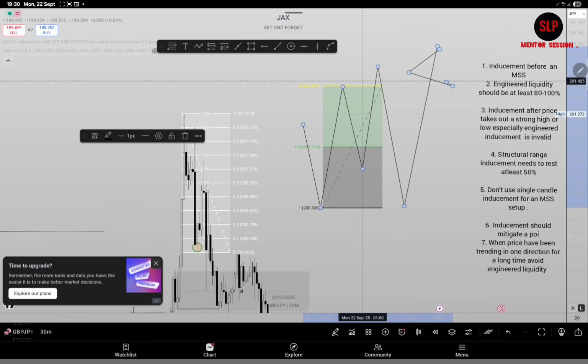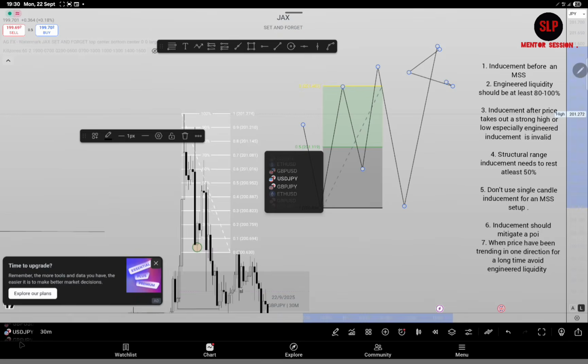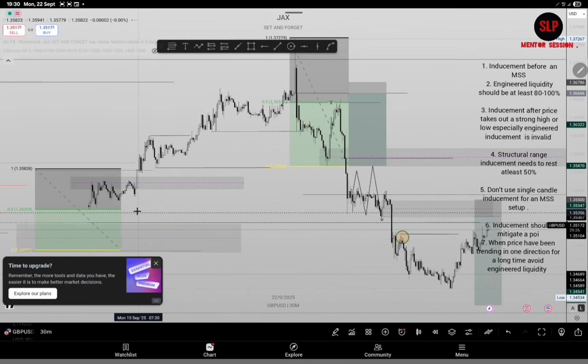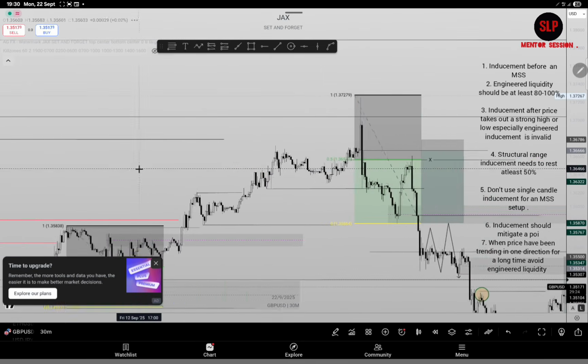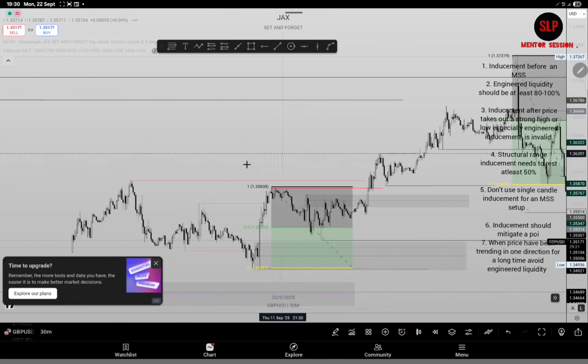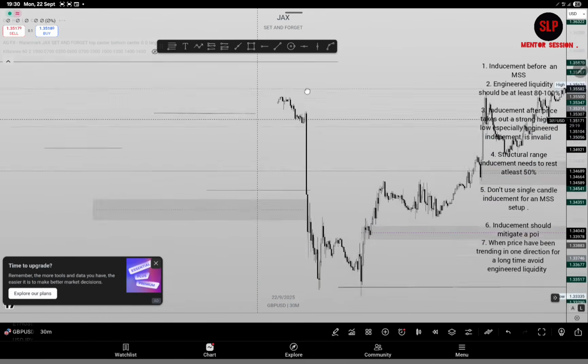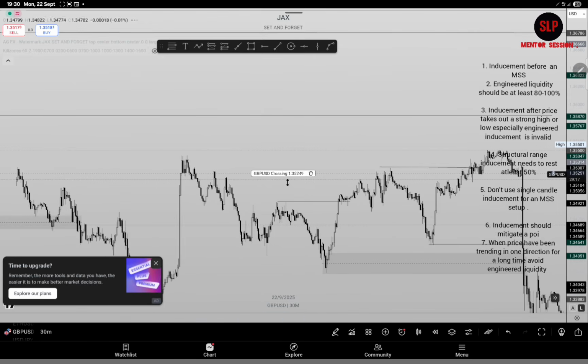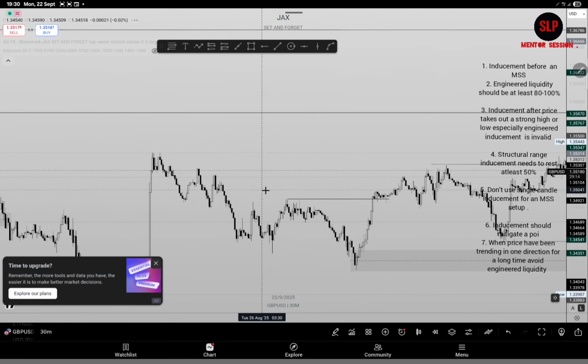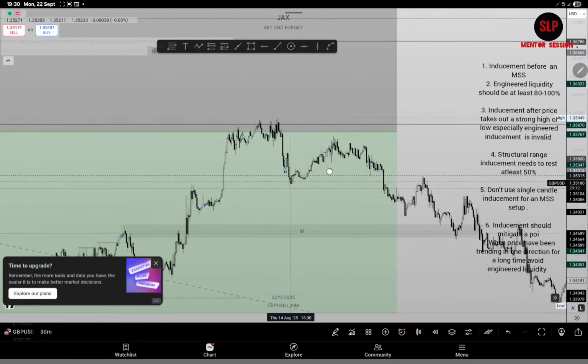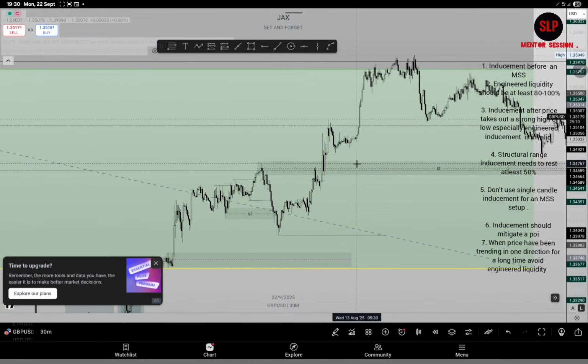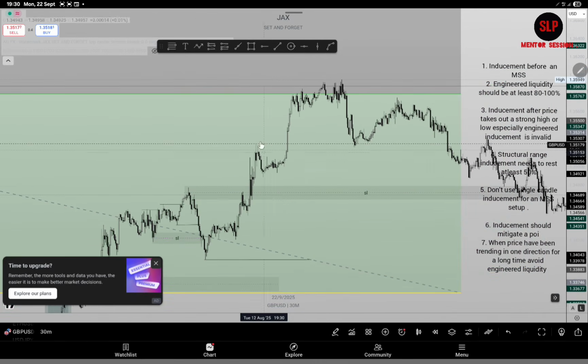When the market is trending well in a particular direction over a period of time, avoid the gradient liquidity if you must take it. There are many examples of these, so backtest aggressively, backtest a lot. I saw many of them. For example, we have this.